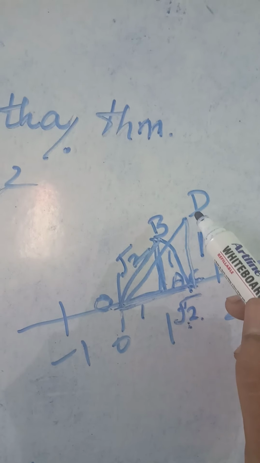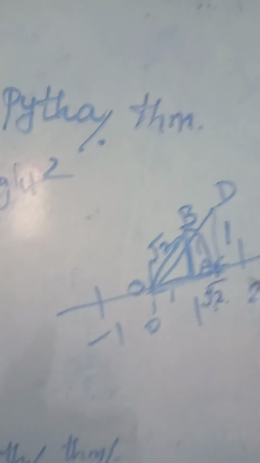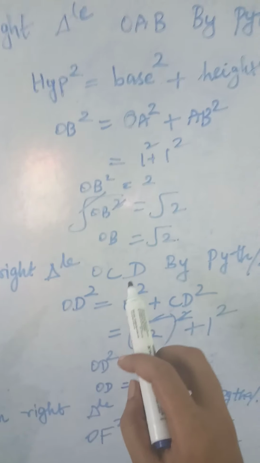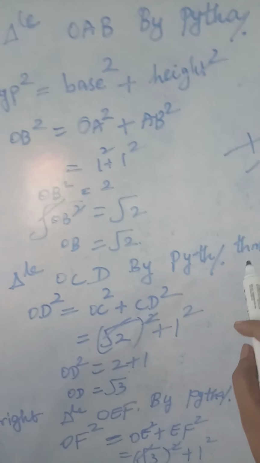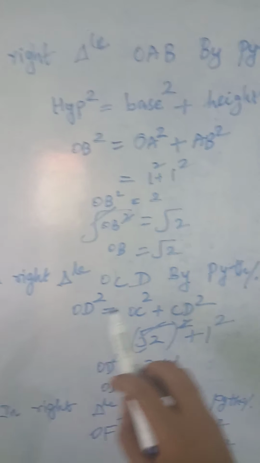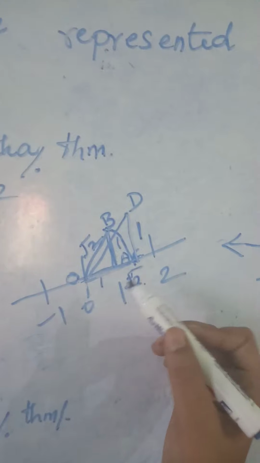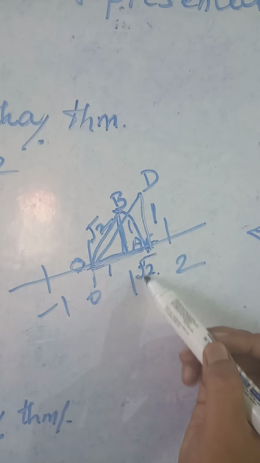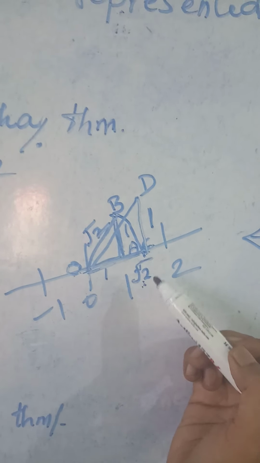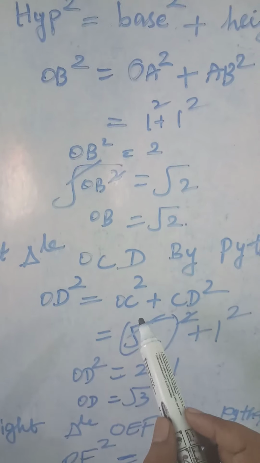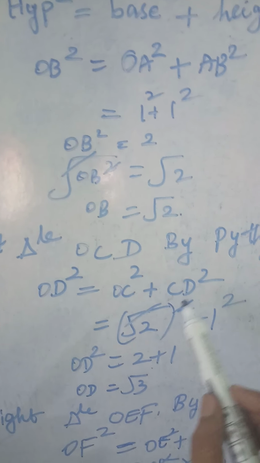So what we have to use here? We have to use Pythagoras theorem again. In right triangle OCD, by Pythagoras theorem, OD square is equal to OC square plus CD square. What is OC, from O to C? Now only we found root 2. What is CD? 1 only. We have to find OD. So OD square is equal to OC square plus CD square.